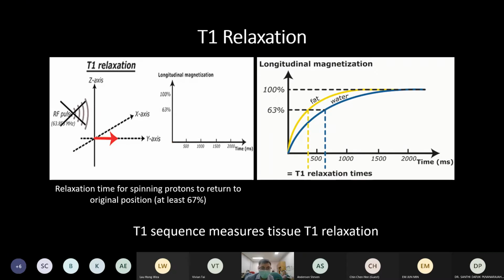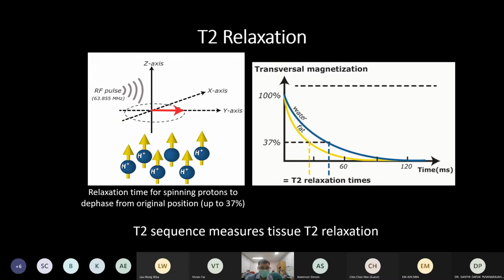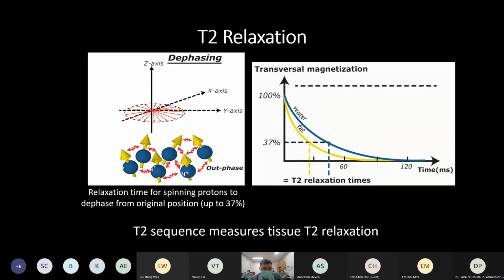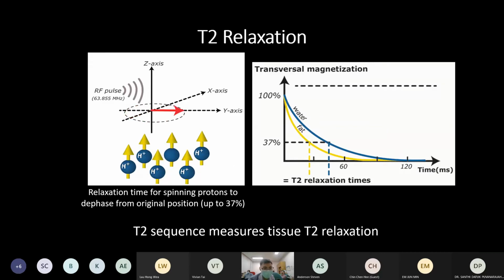The next thing is T2 relaxation. There are two phases. One is that the atom will relax back to its original position. T2 is about measuring the time for spinning protons to dephase. Dephase meaning they might not go in one direction only, they can go in other directions.